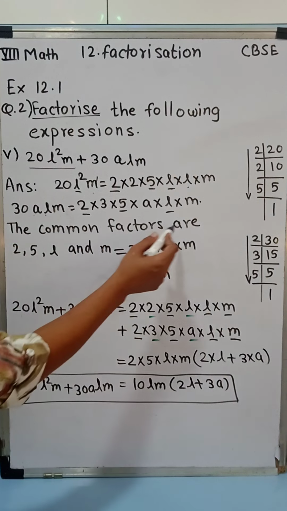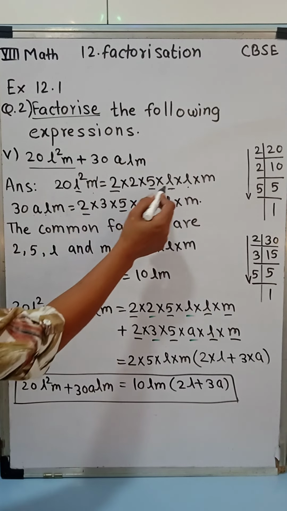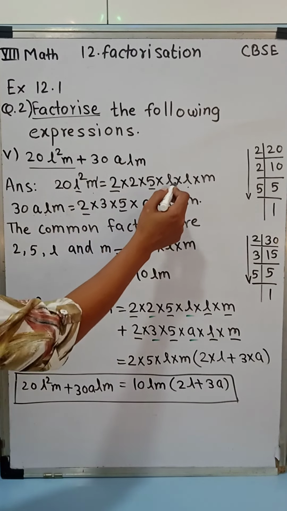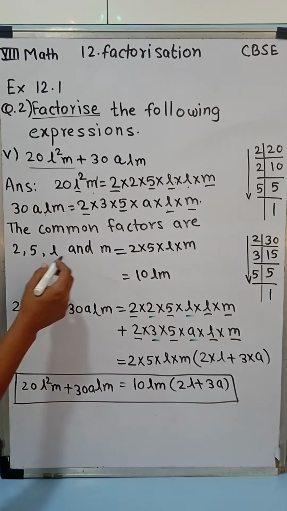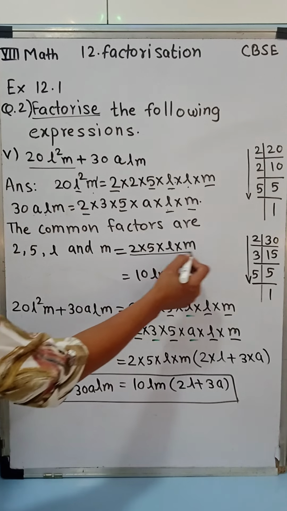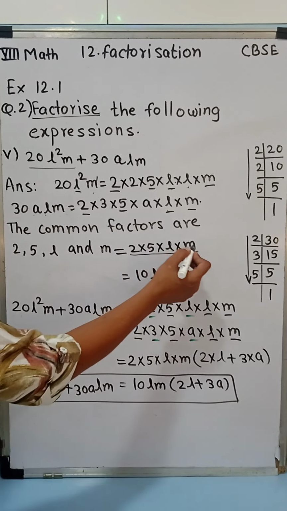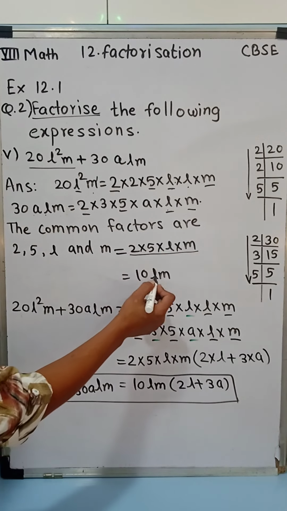Now the common factors are 2, then 5, L and m. So 2, 5, L and m. Let's take the product of these: 2 into 5 into L into m. So 2 5s are 10 Lm.